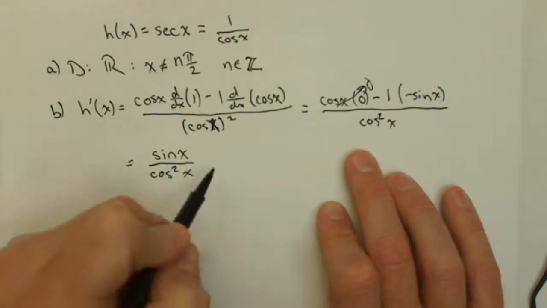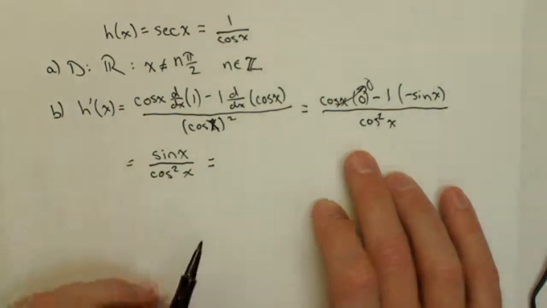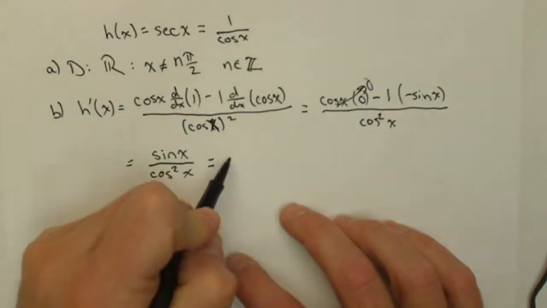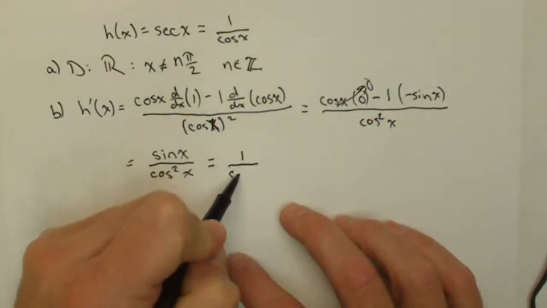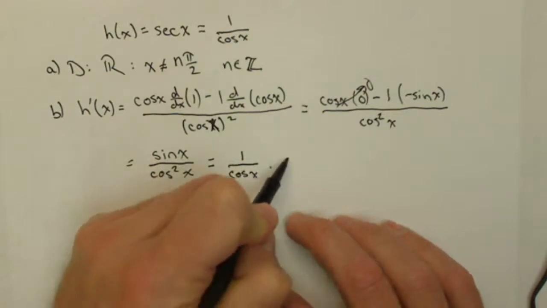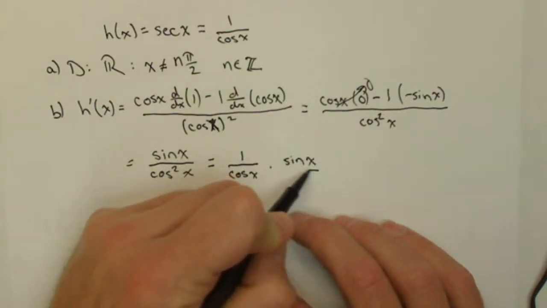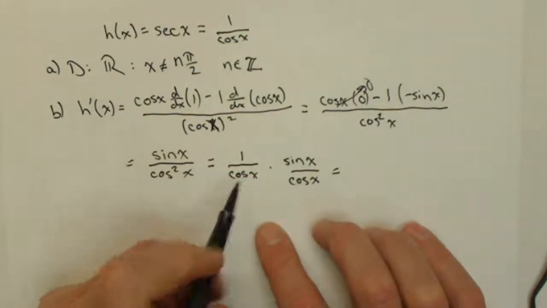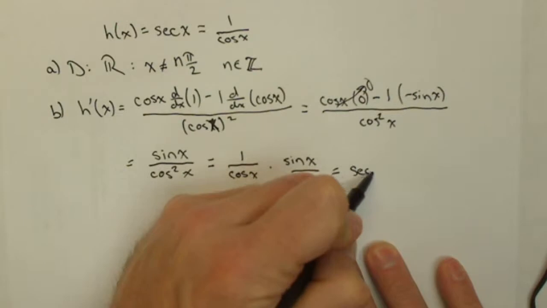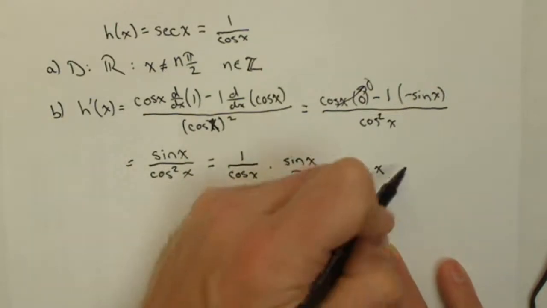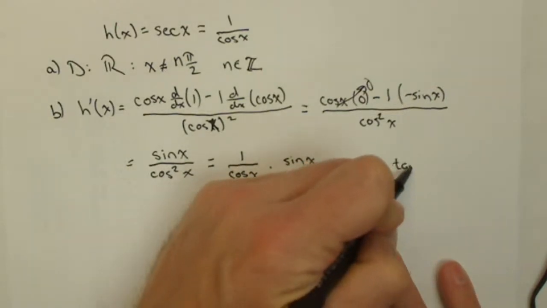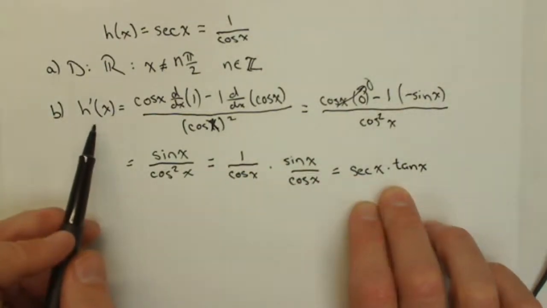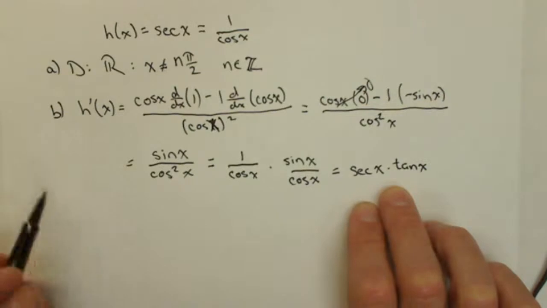Now if we wanted to write it in terms of other trig functions so we didn't have a quotient, we could split this into 1 over cosine x times sine x over cosine x. 1 over cosine x we know is secant x. Sine x over cosine x we know is tangent x. So another way we'll see the derivative of secant written as the product of secant times tangent.